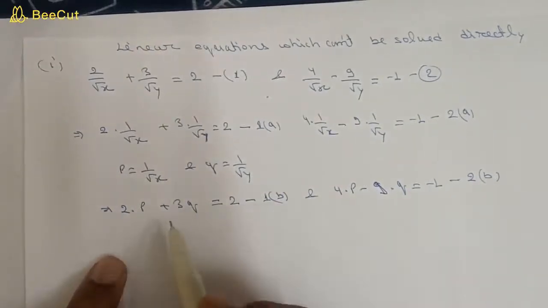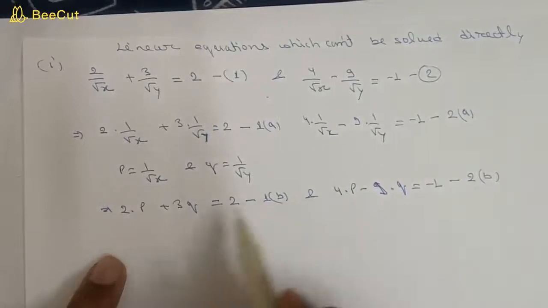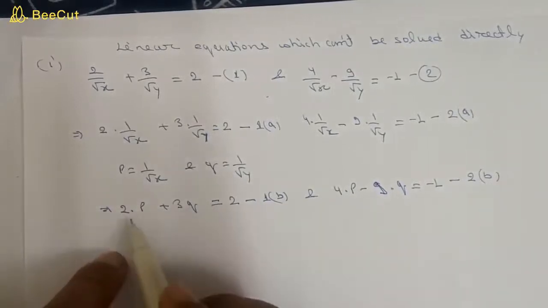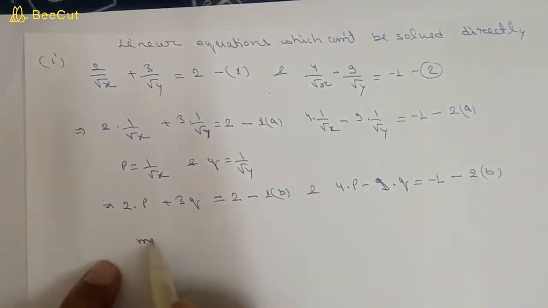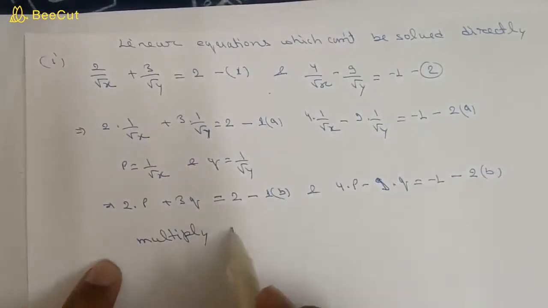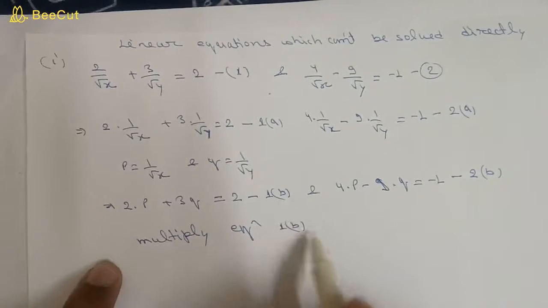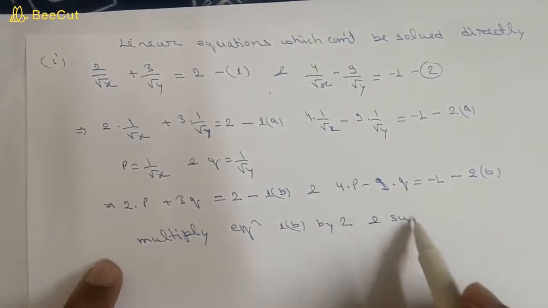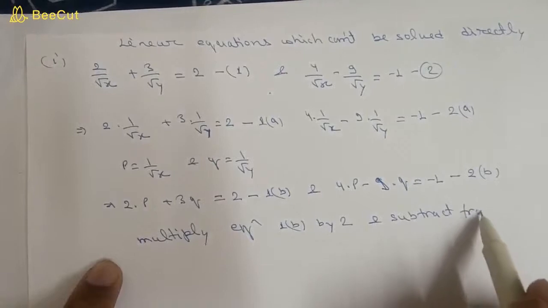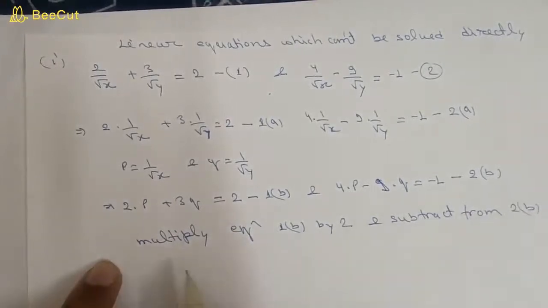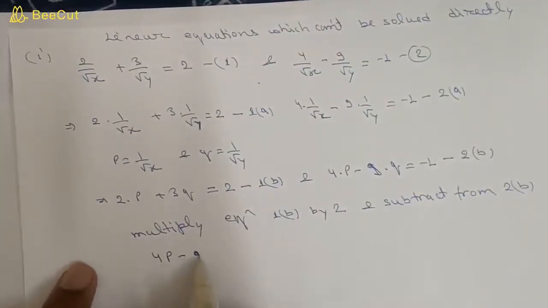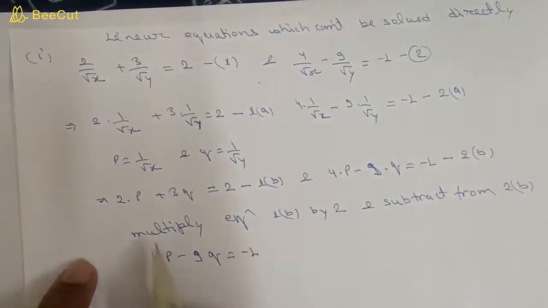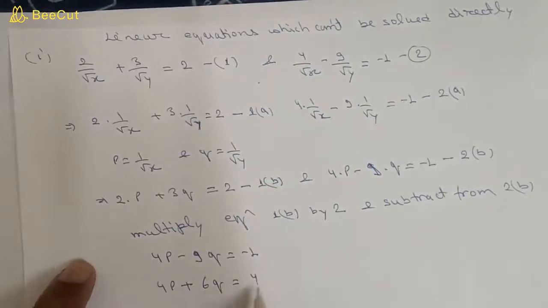First of all we have to make the coefficients equal for one of the variables. If we multiply equation 1b by 2, we will get 4p here, and this is 4p. So we will multiply equation 1b by 2 and subtract it from 2b. 2b is 4p minus 9q is equal to minus 1, and after multiplying 1b by 2 we will get 4p plus 6q is equal to 4.